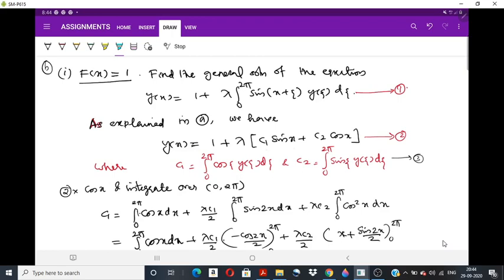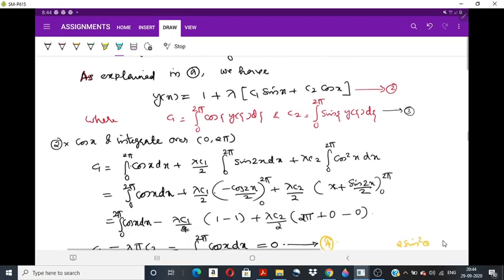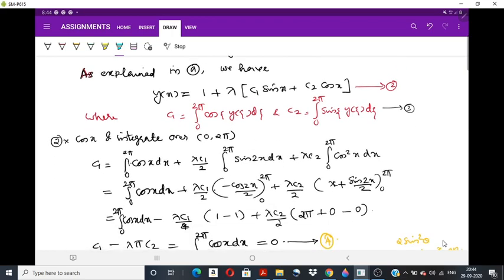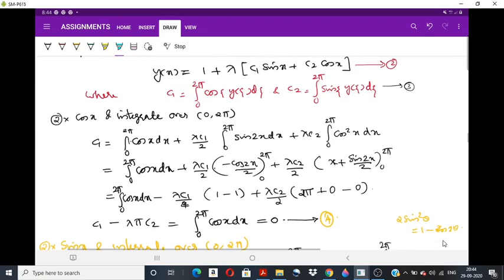Now, in order to find c1 and c2, we will have to multiply the whole equation by cos x, and then integrate from 0 to 2 pi. Then the only extra term that comes in here is integral 0 to 2 pi cos x dx. All the other two terms are the same as we discussed above. So we have to consider this. Actually, this is f of x into cos x dx.